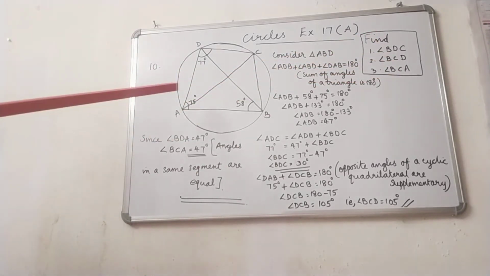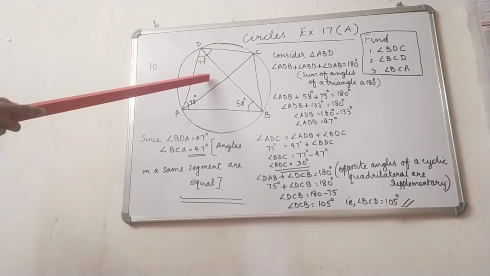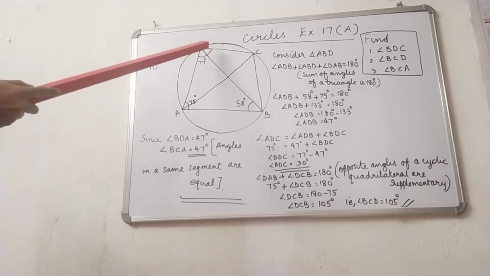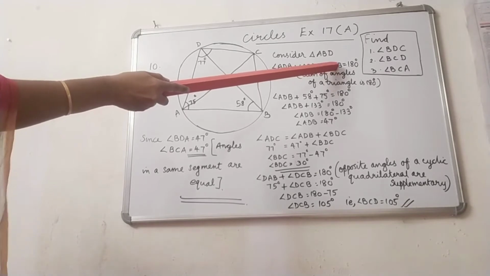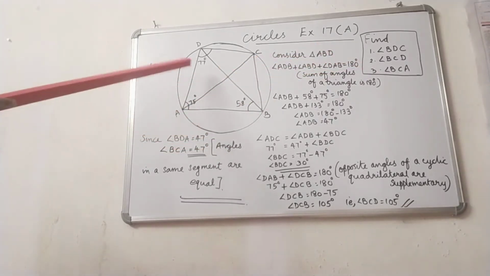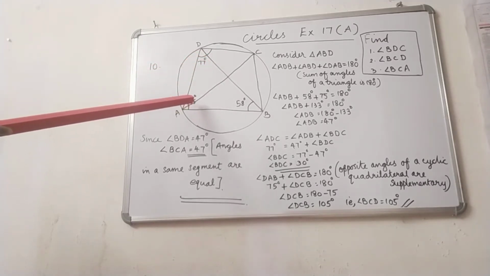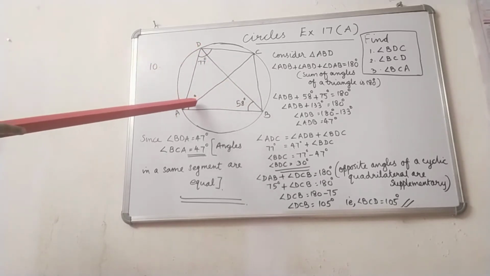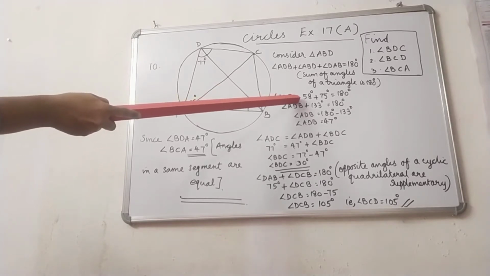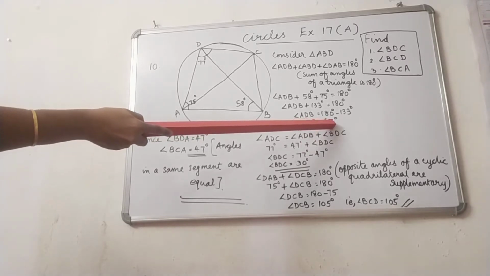For that, consider triangle ABD. Sum of angles of a triangle is 180 degree. So, we can write angle ABD plus angle ADB plus angle DAB is equal to 180 degree. ADB we want to find out. Given angle ABD is 58 and angle DAB is equal to 75. So, substitute those values. Then we will get the value of angle ADB is equal to 47 degree.